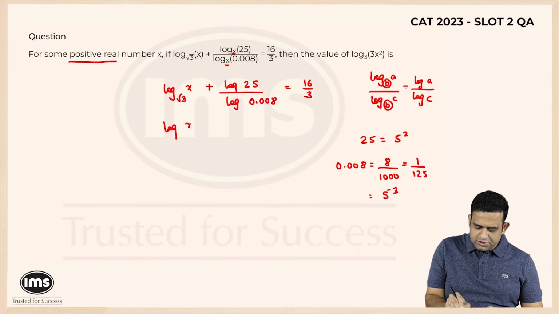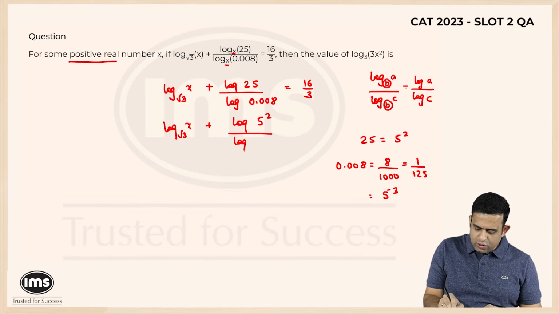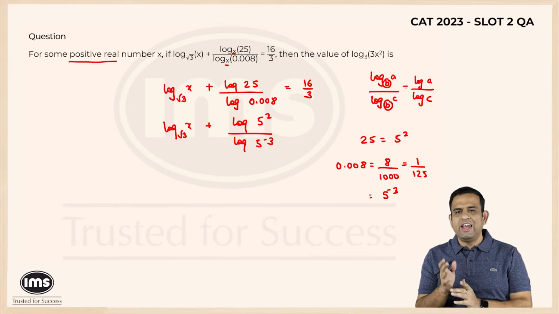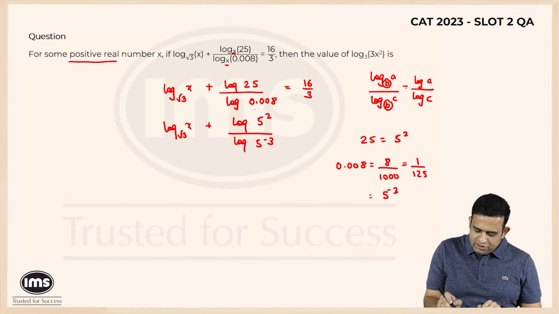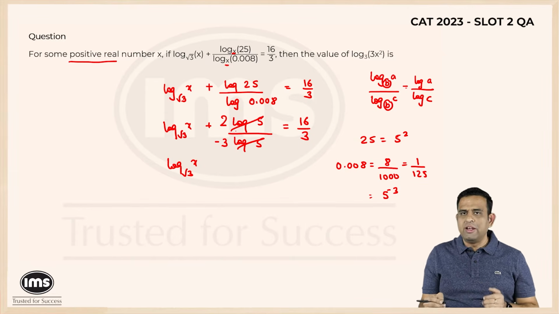So log of x base root 3, this particular term, as I told you, log 25, I will write as log of 5 square. The term log of 0.008, I can write as log of 5 raised to minus 3. And now we know that log of a power n is equal to n log a. So these powers are going to come in the front. So this 2 will come in the front. So 2 log 5. This would become minus 3 log 5 in the denominator here, equal to 16 by 3. So the second term, if you look at closely, becomes nothing but minus 2 by 3.